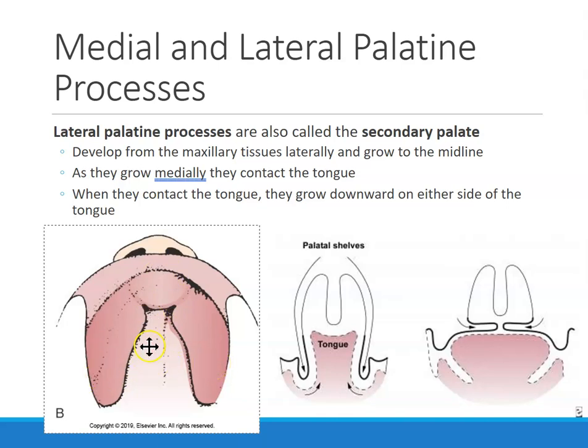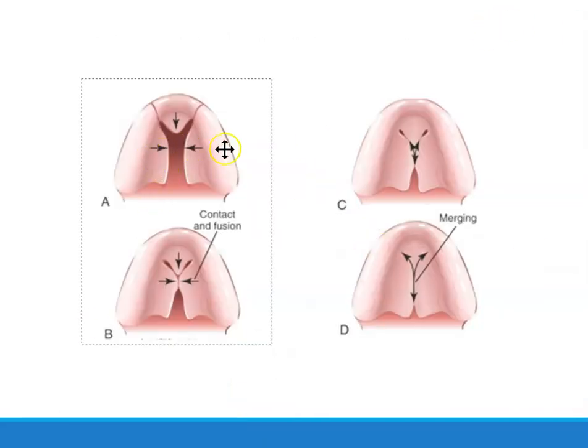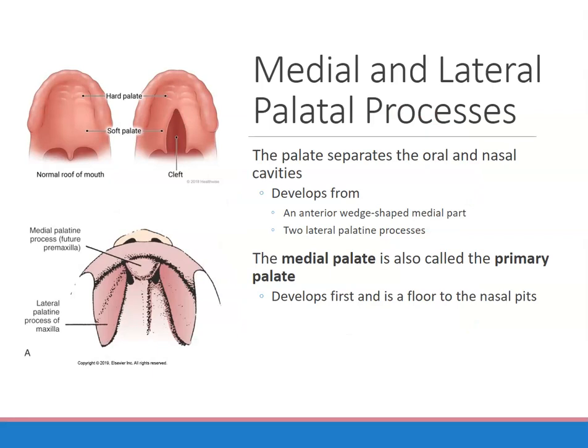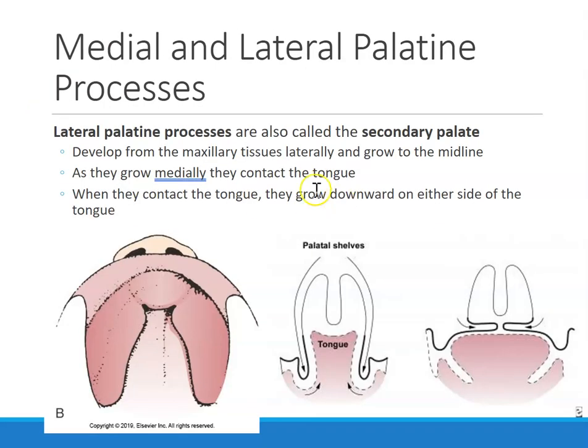And the way it works is they fuse, they close together. When they close together, they grow medially, which means they come into the midline. So they fuse. I have a picture. They fuse like this, okay? They come into the middle. So let's see where we were. When they're coming into the middle, the tongue is in the way. So they'll contact the tongue and the tongue gets pushed down. Here you can see the tongue is in the way, and then as the lateral palatine processes are fusing together, the tongue gets pushed down, as we see here. So the tongue is pushed down.